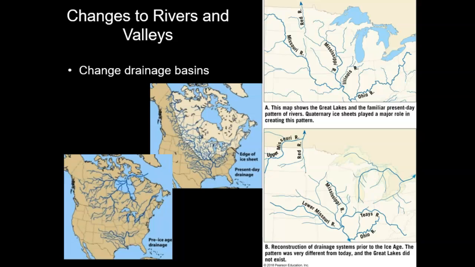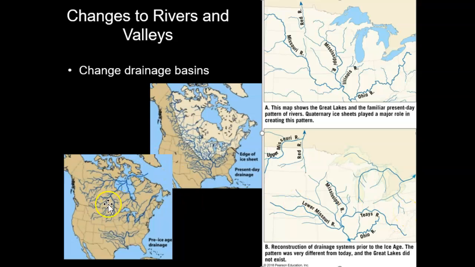Ice sheets in North America caused some major changes in the routes of many rivers and in the size and shape of many of the valleys. The upper Mississippi River drainage basin provides a pretty good example of this. The image on the top right shows the present-day drainage basin from the Ohio, Missouri, and Illinois rivers, which are all tributaries to the Mississippi River, which will later flow down, just like this image over here. The bottom right picture shows what the drainage system used to be prior to the Ice Age.